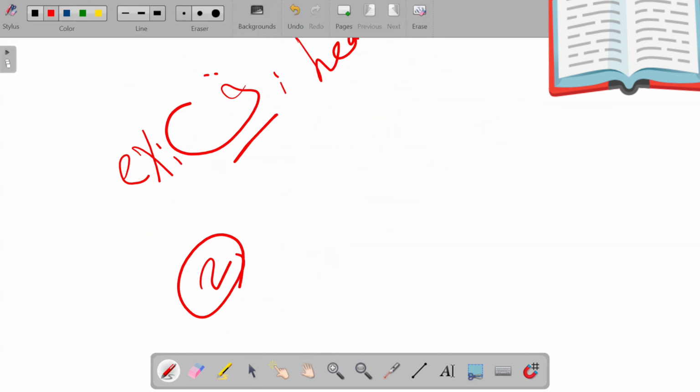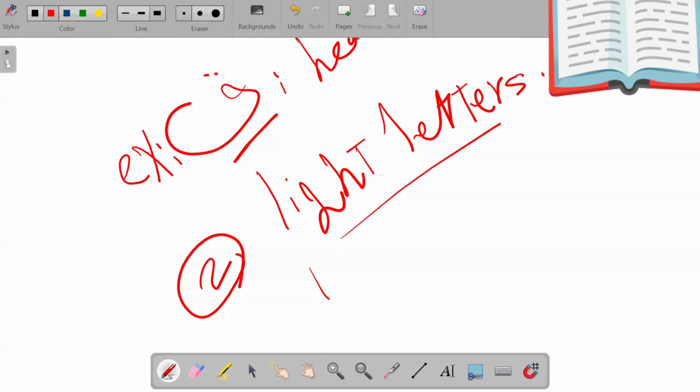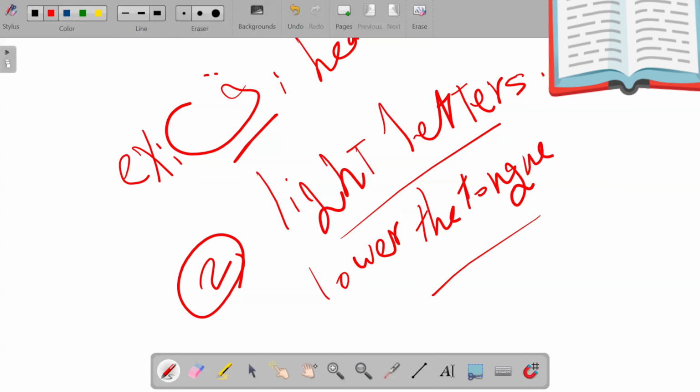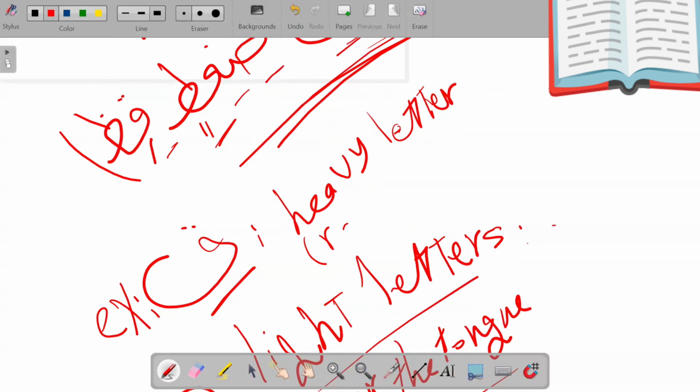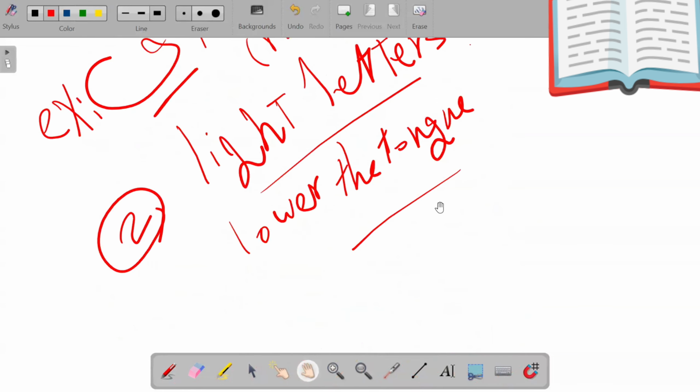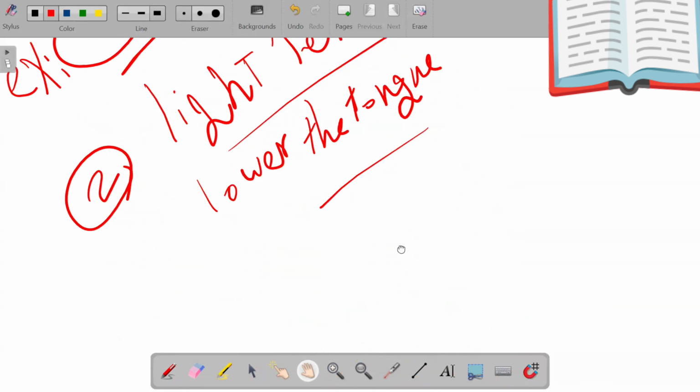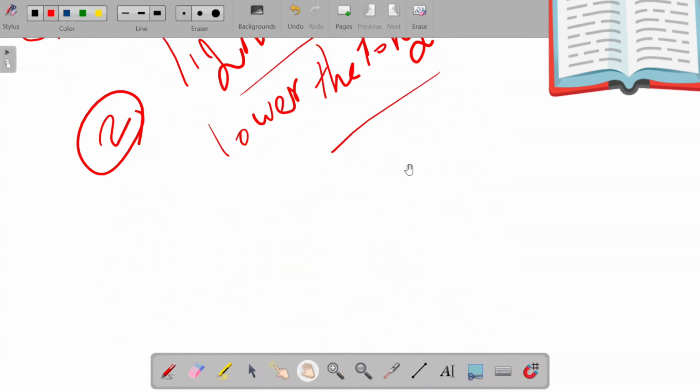And the opposite of the heavy letters, the light letters: you should lower the tongue toward the lower palate, making it rest independently at the bottom of the mouth. It means lowering the tongue so it stays relaxed and positioned at the bottom of your mouth. Okay, so the heavy letters raise the back of your tongue, but the light letters lower the back of your tongue. And the light letters are the rest of the letters.